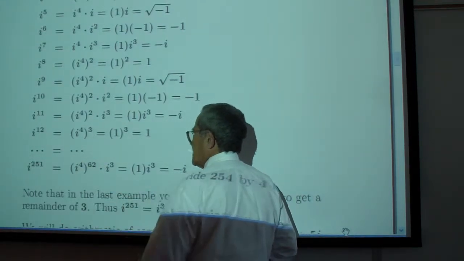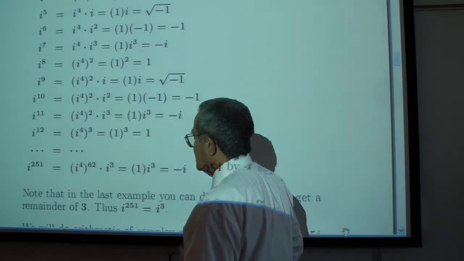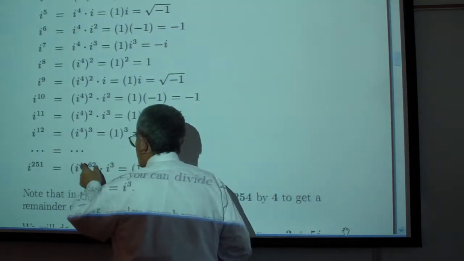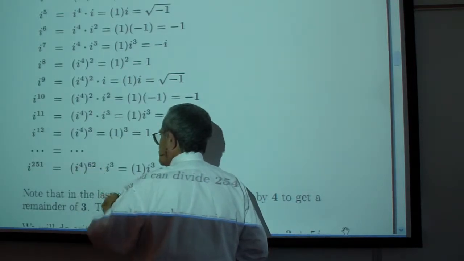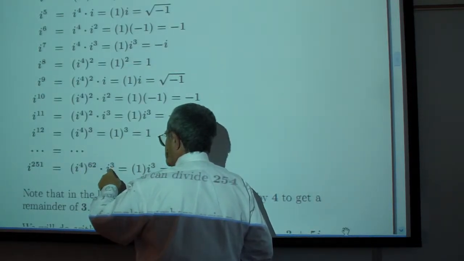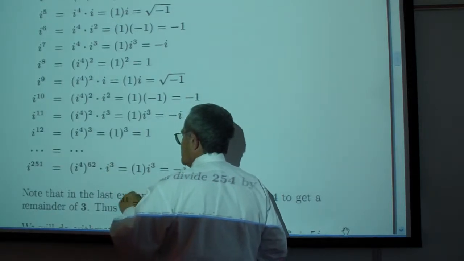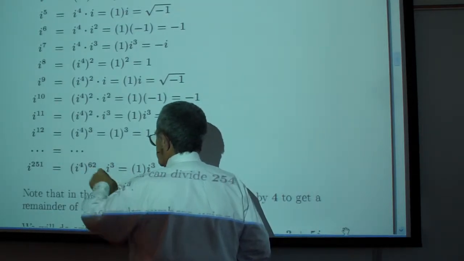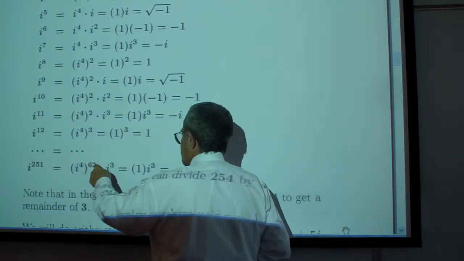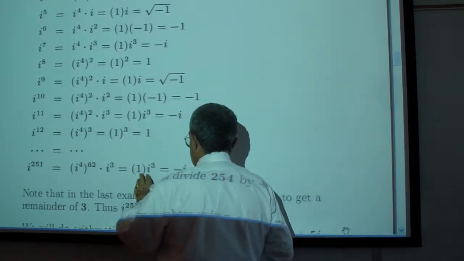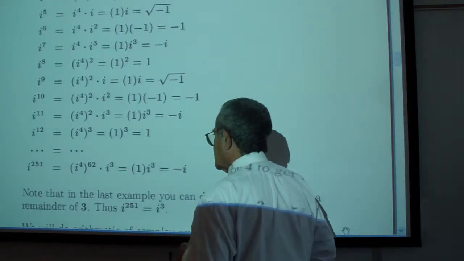What is i to the 251st power? Well, first of all, it's i to the 4 to the 62, which is 248, plus 3. So i to the 3rd power, 62 times 4 plus 3. So 1 to the 62nd power, which is just 1, times i cubed, which is negative i.